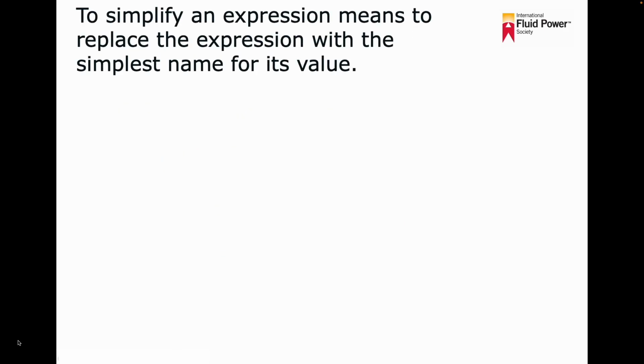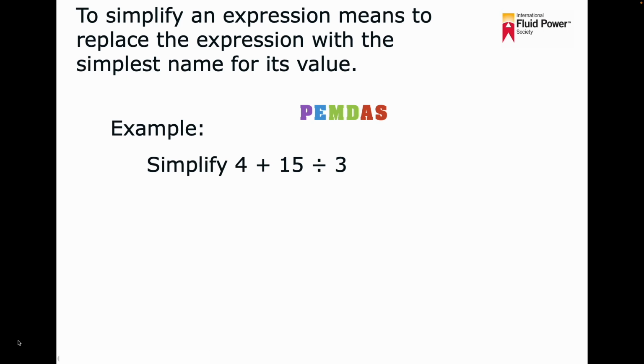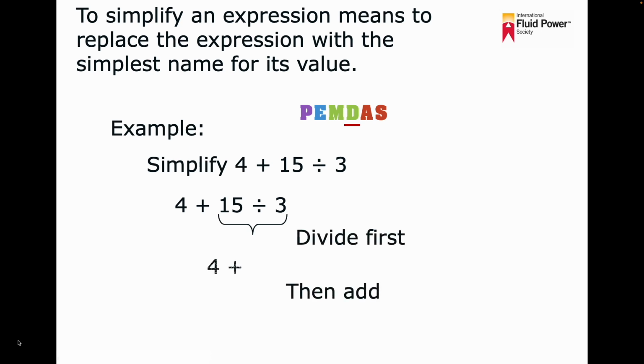To simplify an expression means to replace the expression with the simplest name for its value. For example, let's use PEMDAS to simplify 4 plus 15 divided by 3. PEMDAS says we would divide first. So 15 divided by 3 equals 5. Then we add. 4 plus 5 equals 9. Therefore, the correct answer to this example is 9.